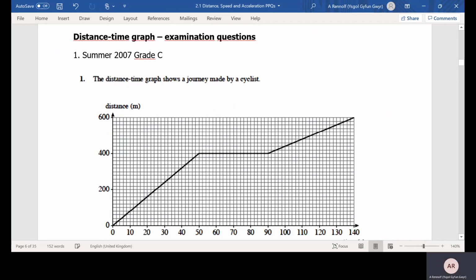Okay. This next series of questions is dealing with distance time graphs. So again, stop the video here and then have a go at this first question.